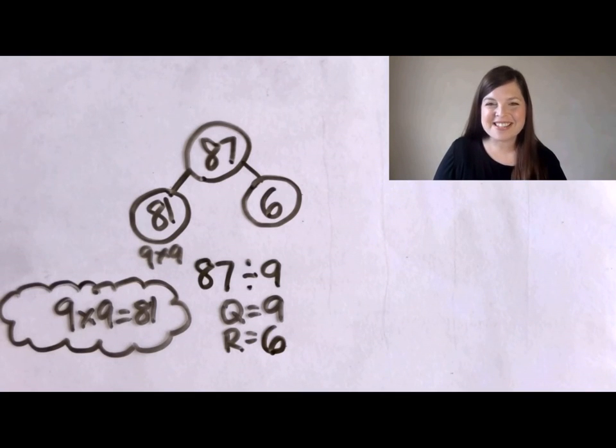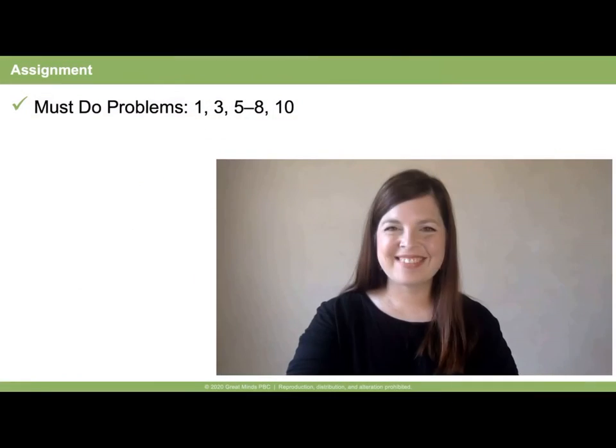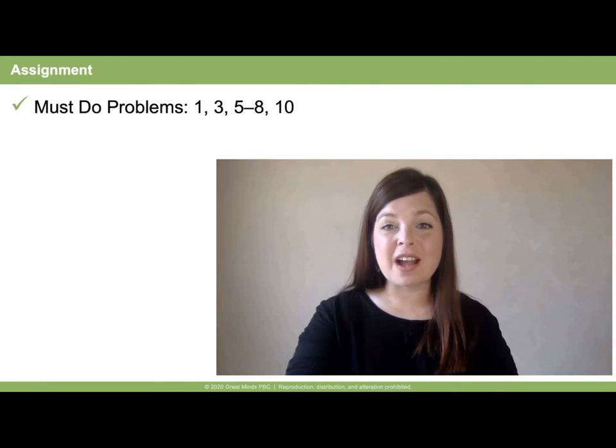Excellent work today, friends. I think we're ready for the problem set. On the screen are the must-do problems for the problem set. Set a timer or watch the clock for 10 minutes and work on these problems. If you finish early, feel free to work on any of the other problems as well.